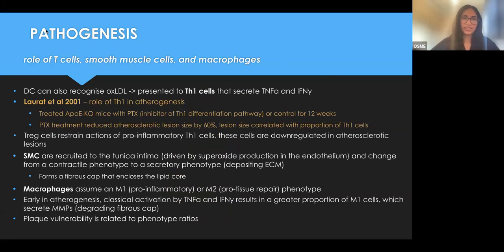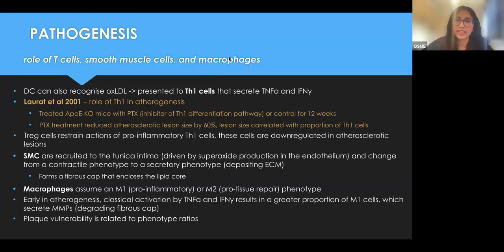So yeah, the next stage of pathogenesis, I guess, it's all happening at the same time. Thinking about T cells, smooth muscle cells, and macrophages. There are two types of T cells, Th1 cells or T helper cells and Th2. So the dendritic cells can also recognize oxidized LDL via scavenger receptors, for example. So those will present the LDL to Th1 cells, and these will secrete factors like TNF alpha and interferon gamma. And those are the pro-inflammatory cytokines that will induce macrophage polarization later.